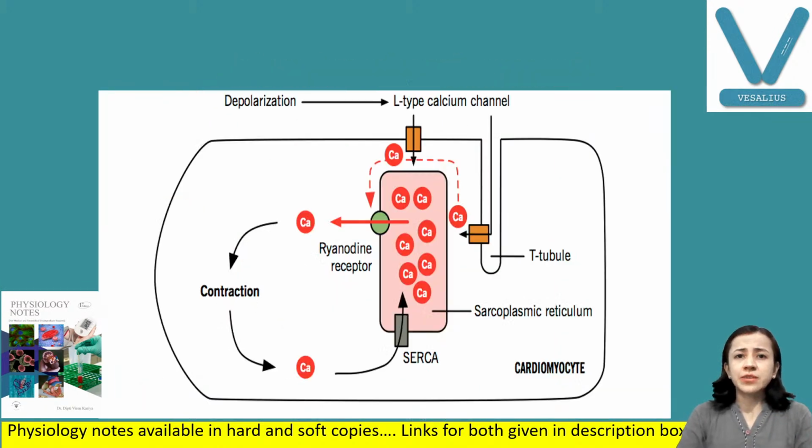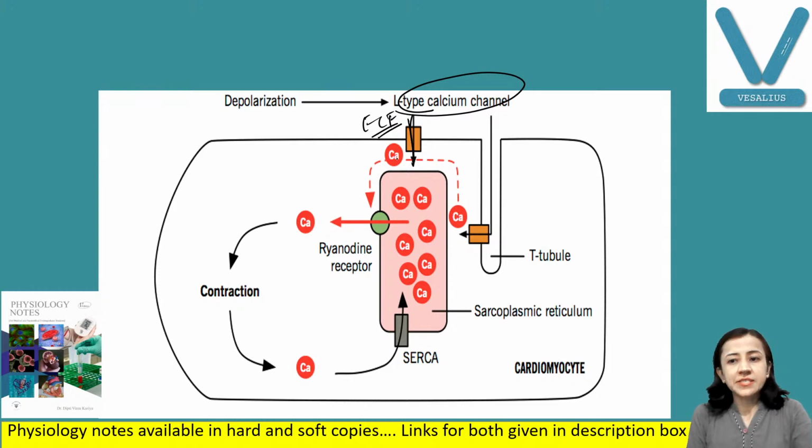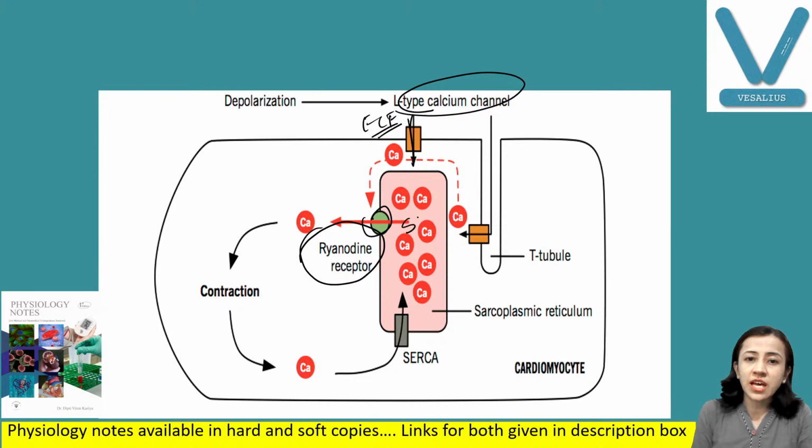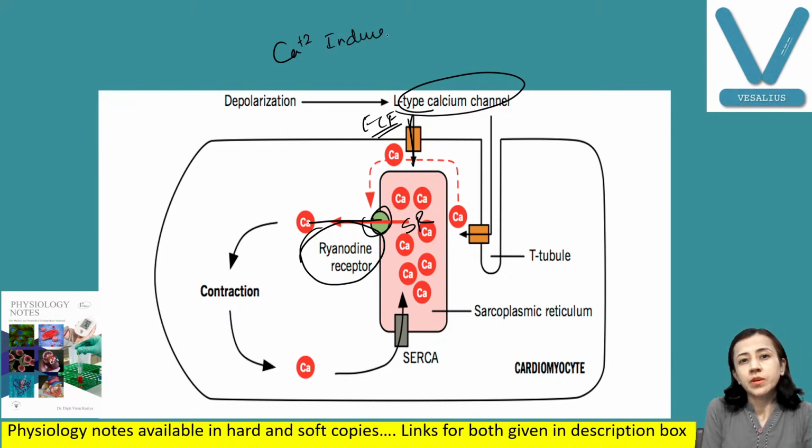Now, calcium induced calcium release. Here what happens when there is depolarization? You can see here L type calcium channels open, so calcium ions enter from extracellular fluid inside the cell, and when calcium ions enter, they cause opening of this ryanodine receptor, this green one. These ryanodine receptors are present on the sarcoplasmic reticulum. So from there calcium ions enter. So you can say that calcium induced calcium release. Calcium here causes calcium release.